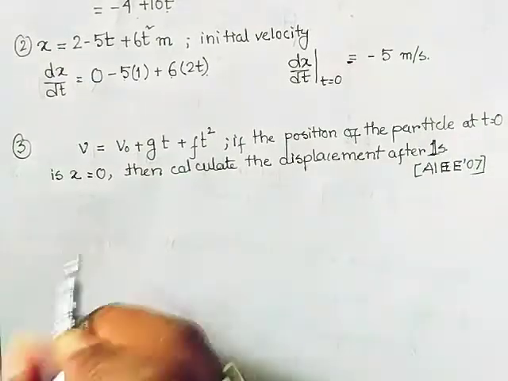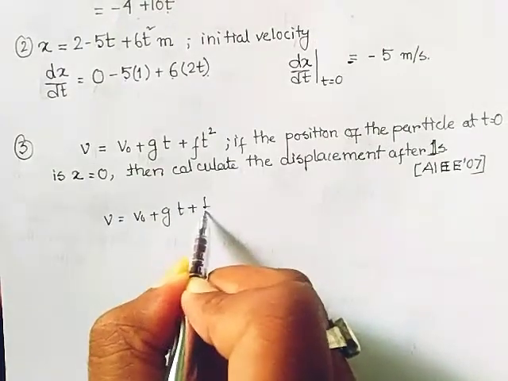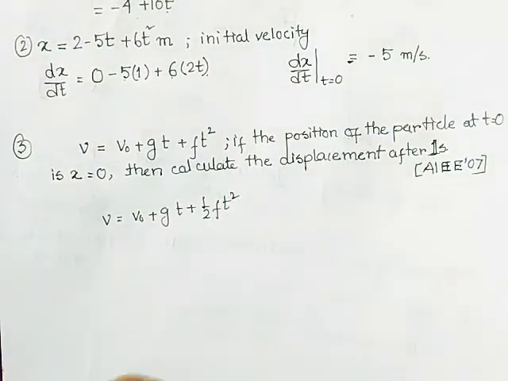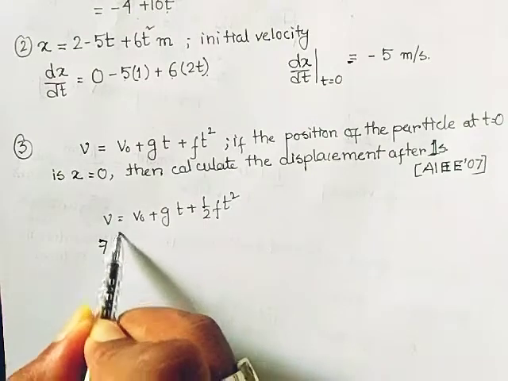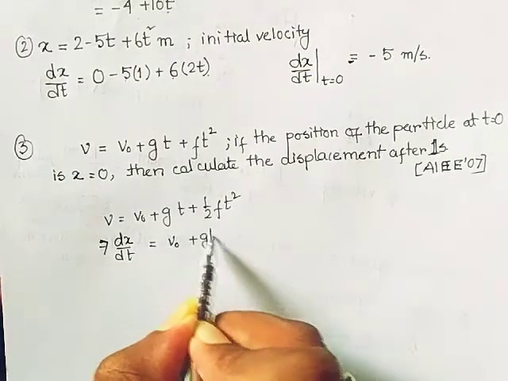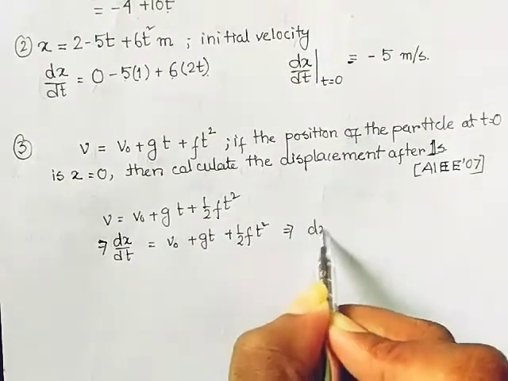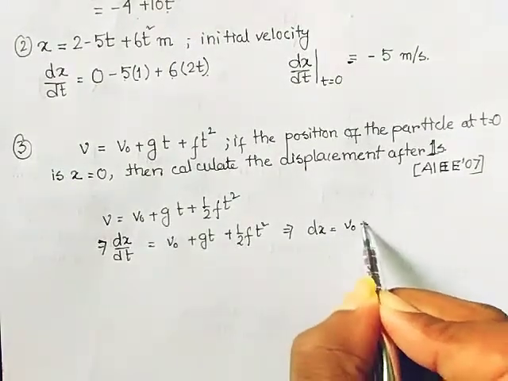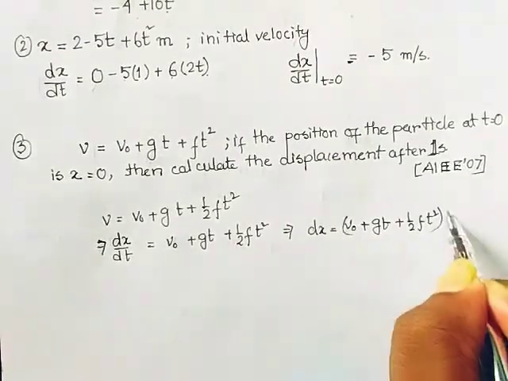2007. So v equal to v naught plus gt plus half of ft square. Obviously I am discussing the questions of the competitive exams. In the competitive exam, obviously the 4 options are given, but here we try to find out the answer simply. We can write down v as dx/dt, v naught plus gt plus half of ft square. So dx equal to v naught plus gt plus half of ft square dt.